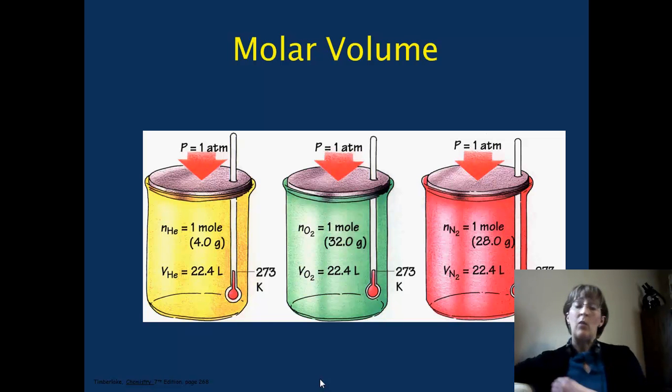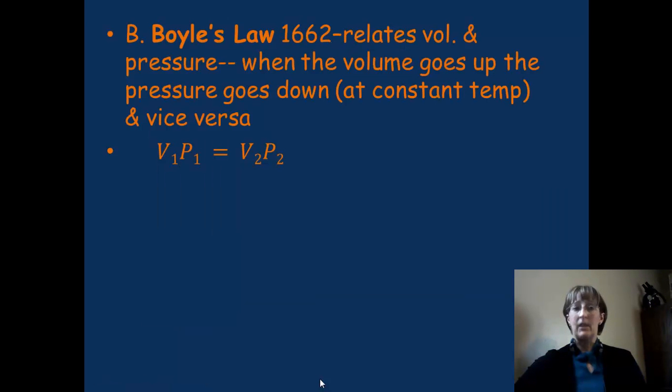Boyle's Law, created in 1662, or I can't remember my numbers, so he's living somewhere around 1662. Boyle's Law is going to relate volume and pressure. When the volume goes up, the pressure goes down. So we're going to keep the temperature constant, and we're going to change the volume, and it causes the pressure to go down, and vice versa. So if you look at the equation, V1 times P1, the ones and twos are just talking about the initial or beginning, and the final or end. So the volume initial times the pressure initial equals the volume final times the pressure final.